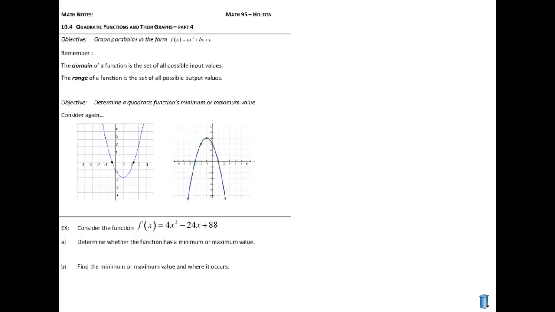Okay, in this video we're going to finish up talking about quadratic functions and their graphs, and I just want to remind you about what the domain and the range of our graphs are. Remember, the domain of a function is the set of all possible input values, and the range is the set of all possible output values. When you're thinking input values, think x values, and when you're thinking output values, think your y values.